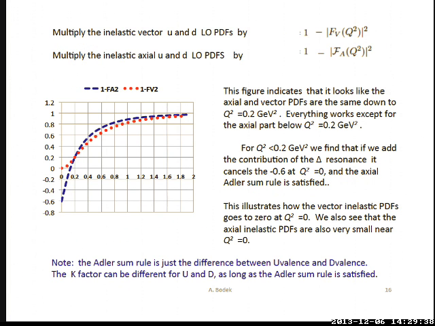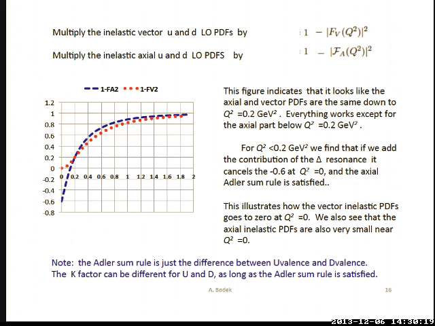So here is 1 minus FV square and 1 minus FA square. At high Q square, it's 1. So the correction to the inelastic structure function is small, because the structure functions by themselves satisfy the Adler sum rule since the elastic part is very small. But you see that these two factors are very similar for vector and axial. And of course, the axial goes to 0 as Q square goes to 0. So above Q square of 0.2, the vector and axial Adler sum rules are very close to each other.